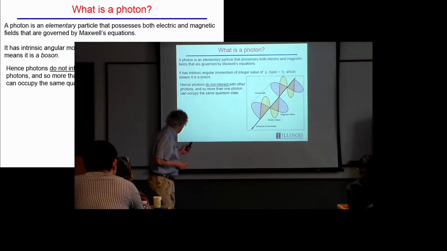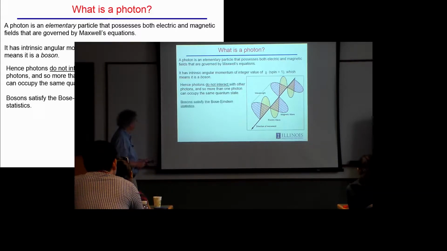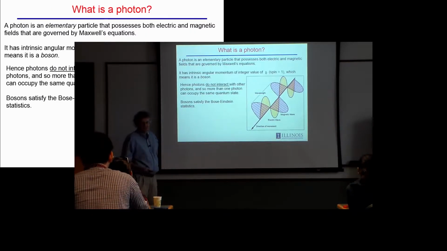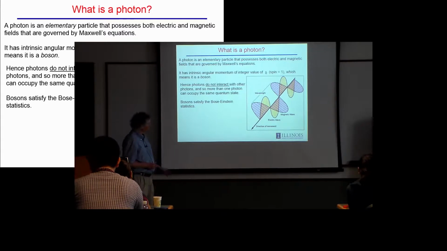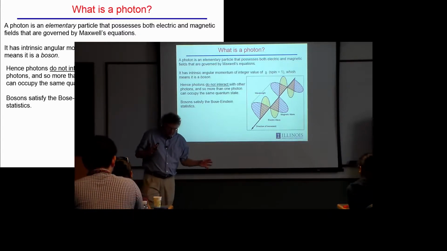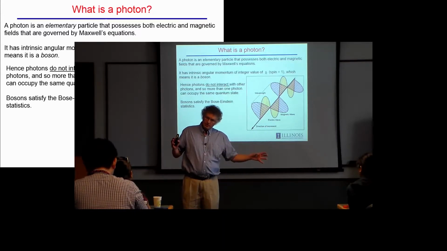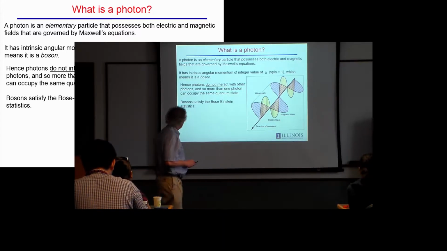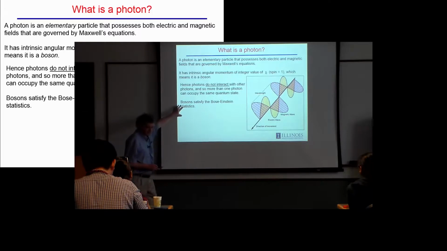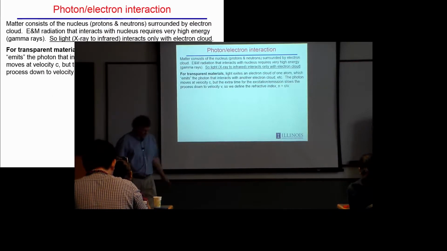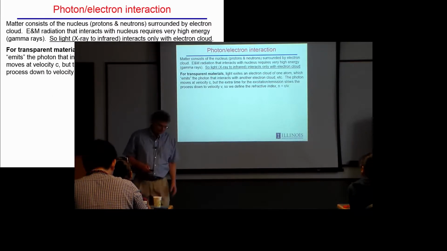Okay, here we go. Bosons satisfy the Bose-Einstein relationship, which basically means that they can go into any states they want. So electrons interact with each other, photons don't. Photons are bosons, electrons are fermions. So now we'll talk about the interaction between these two.